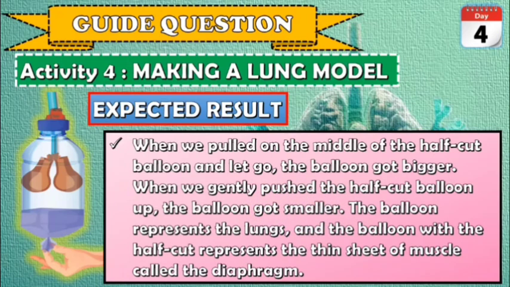As an expected result, when we pulled on the middle of the half-cut balloon and let go, the balloon got bigger. When we gently push the half-cut balloon up, the balloon gets smaller. The balloon represents the lungs, and the balloon with the half-cut represents the thin sheet of muscles called the diaphragm.